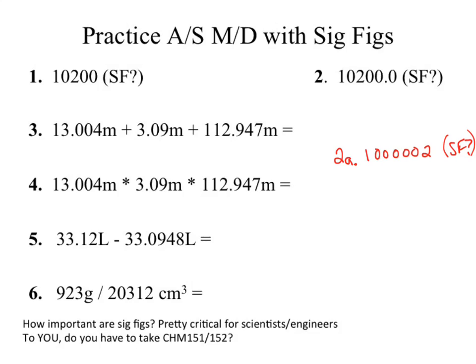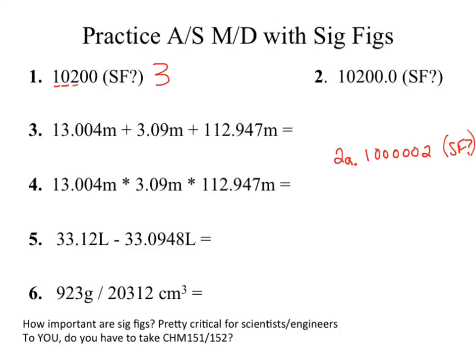First number, number of sig figs? 3. Why are there 3? The zeros at the end won't count because there's no decimal point. They need to be bound by a number on either side. The 0 in the middle we do count because we have a significant digit to either side of it.